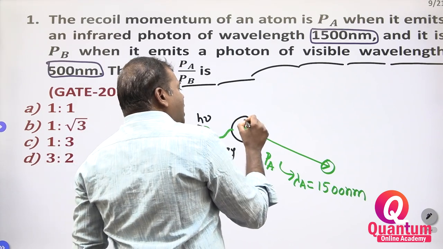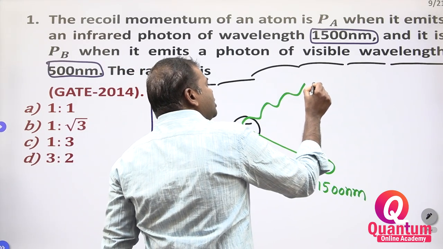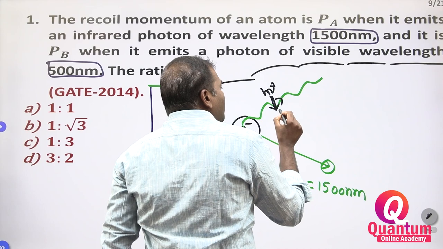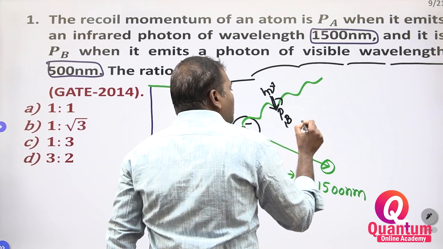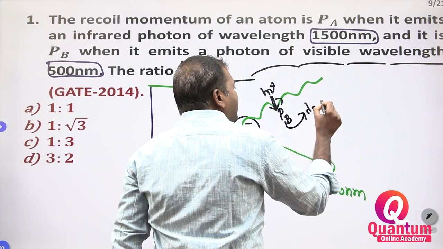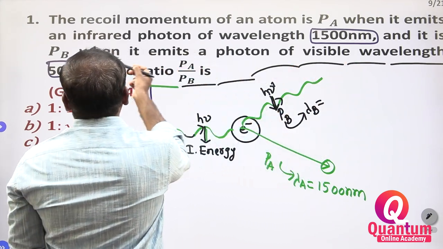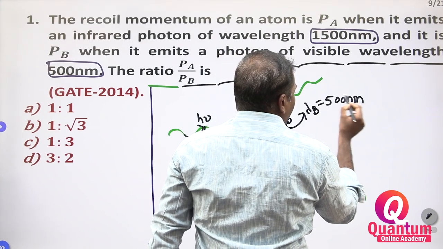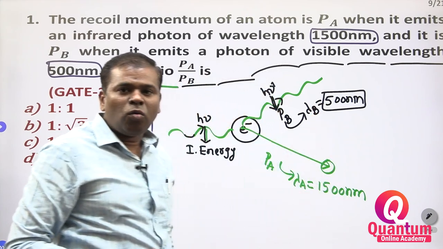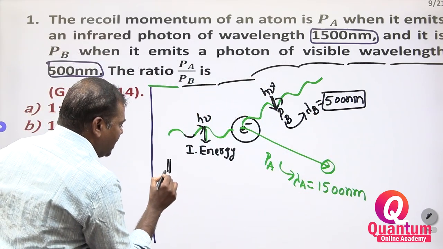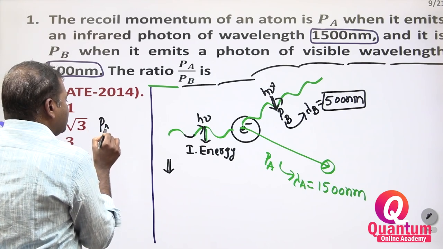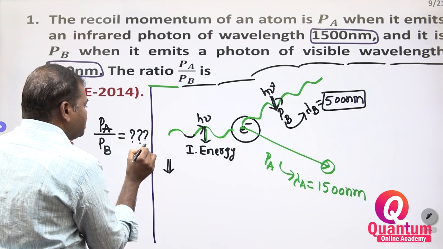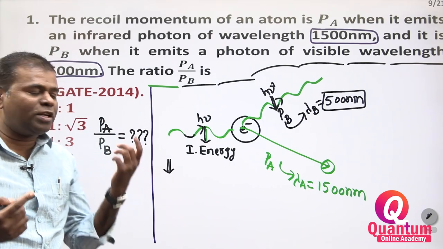Now, this photon also is scattered, right? With what momentum? Pb momentum, with wavelength lambda b equal to 500 nanometer. So what they are asking, you have to calculate Pa divided by Pb equal to how much.